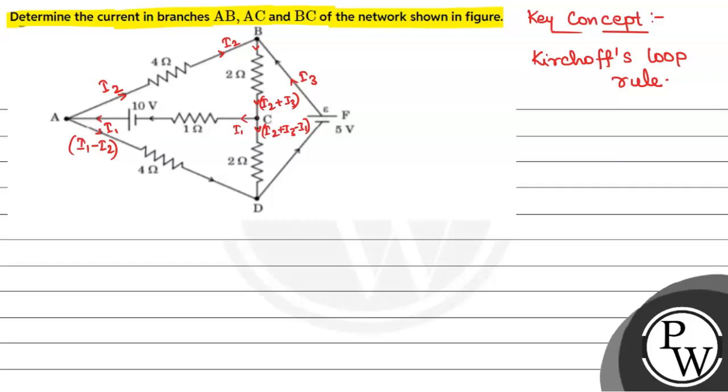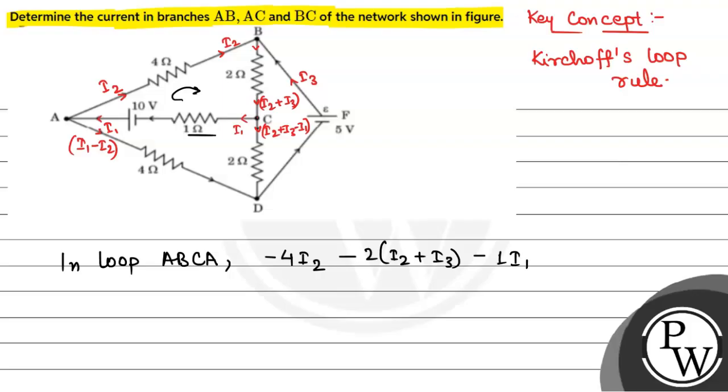Now we will see in loop ABCA. In this loop, if we go around, we will have -4 into I2, -2 into (I2 plus I3), -1 into I1, because this is 1 ohm, plus the 10 volt battery, that is equal to 0. So from here we have I1 plus 6I2 plus 2I3 that is equal to 10. Let us call this equation 1.